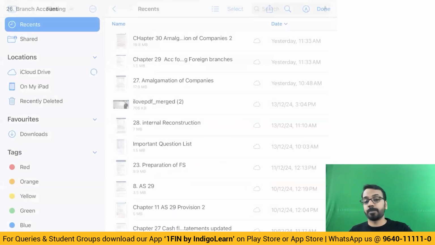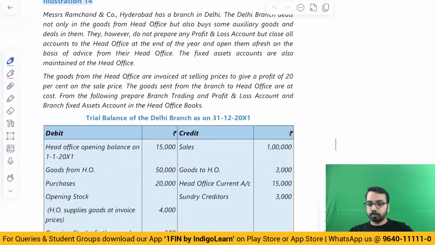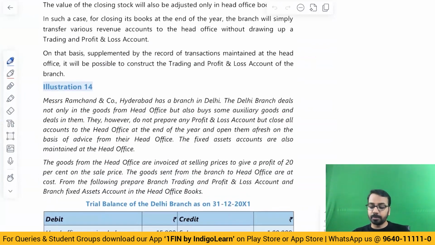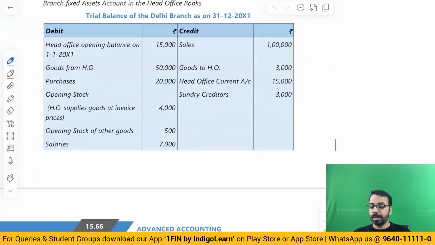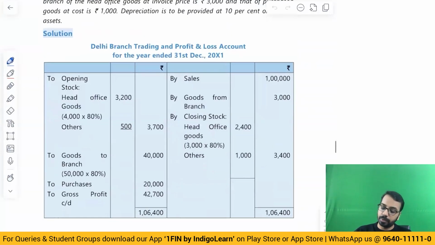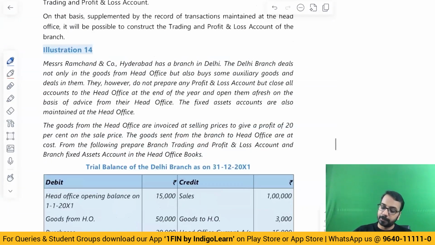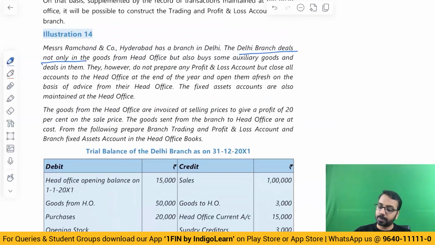Any questions? Now, one more thing you have to understand, especially when there is an independent branch, is the P&L that you have to prepare. The question which arises is, sir, should we take opening stock at the invoice price? For example, in this question, the Delhi branch deals with the goods from head office, but also buys auxiliary goods and deals with them. They do not prepare any profit and loss account, but close all the accounts to head office at the end of the year and open them afresh on the basis of advice from the head office.